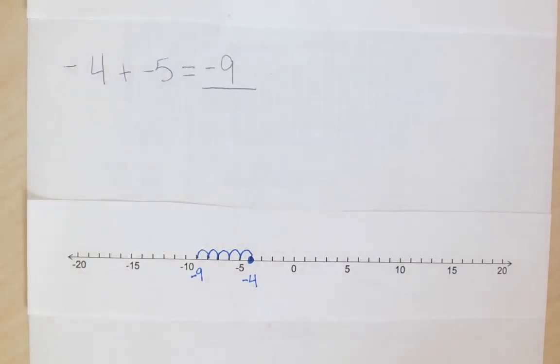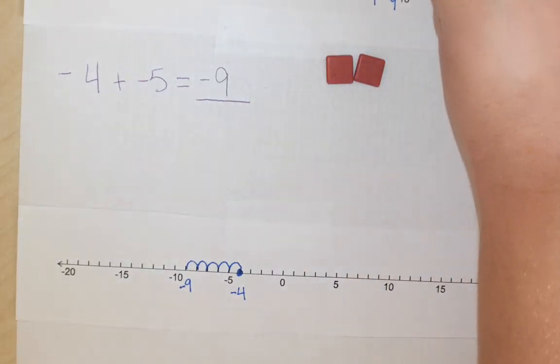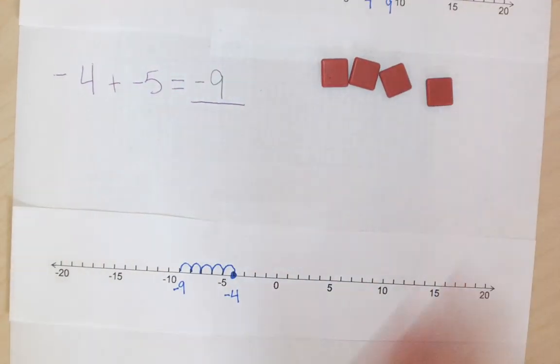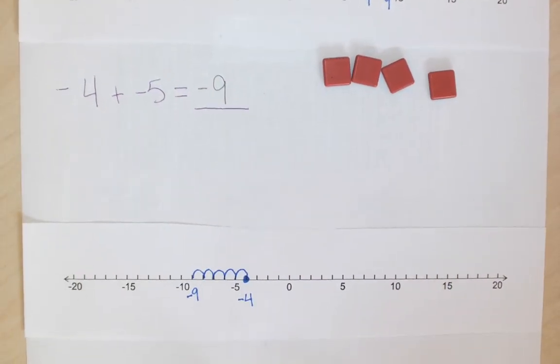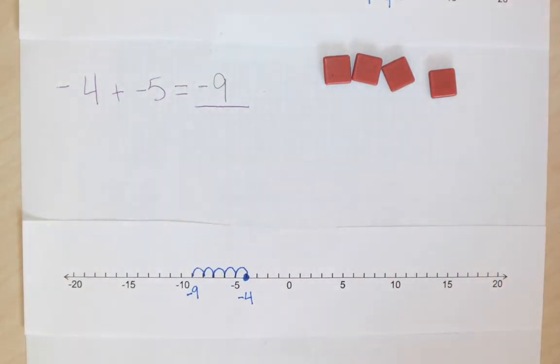Another way I can show this is with my algebra tiles. I'm going to start with 4 negative algebra tiles. Notice that I flip them over to the red side to represent negatives. And then once I have my -4s in the group, I'm going to add -5 to that.